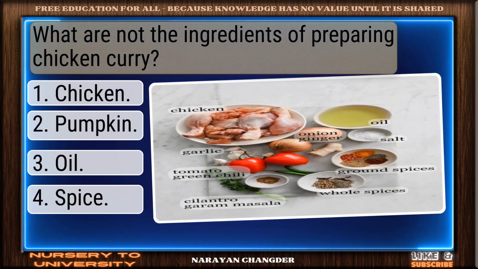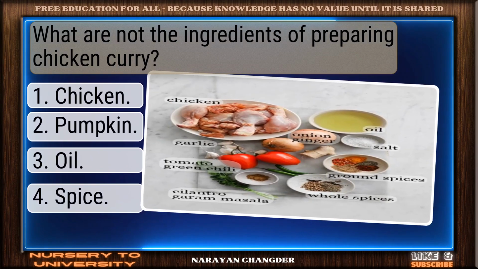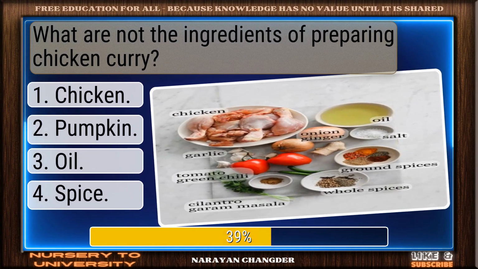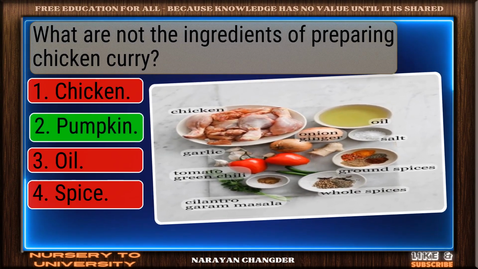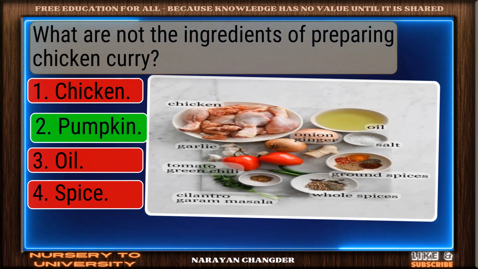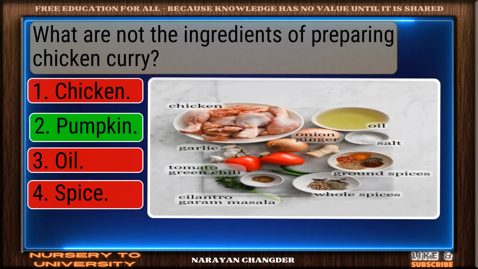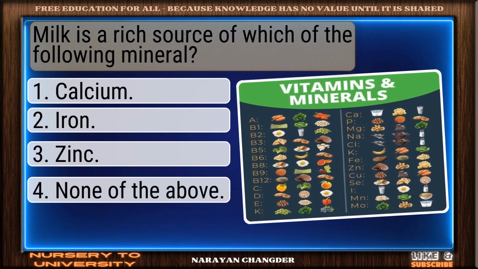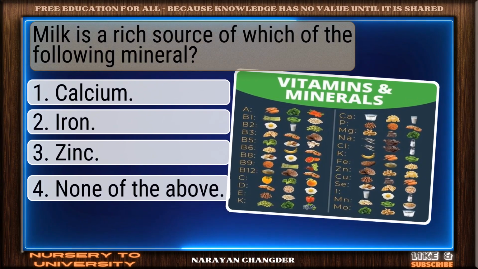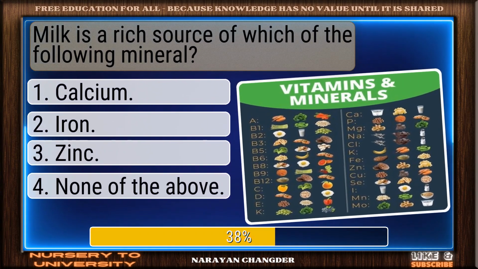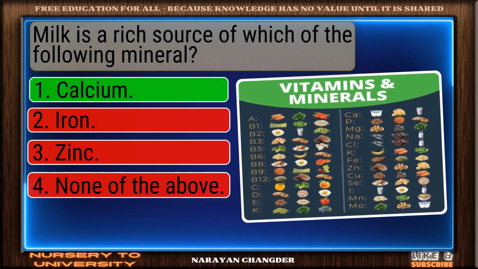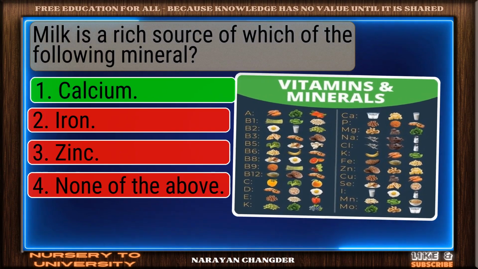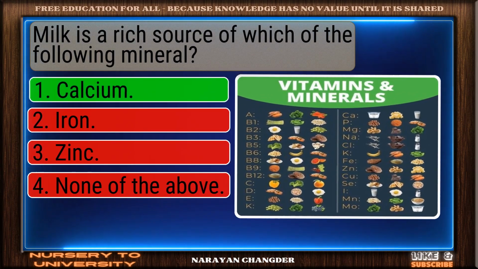What are not the ingredients of preparing chicken? Curry. Exactly. Pumpkin makes sense and it is right choice. Milk is a rich source of which of the following mineral? Nice selection. Calcium is the correct and valid answer.